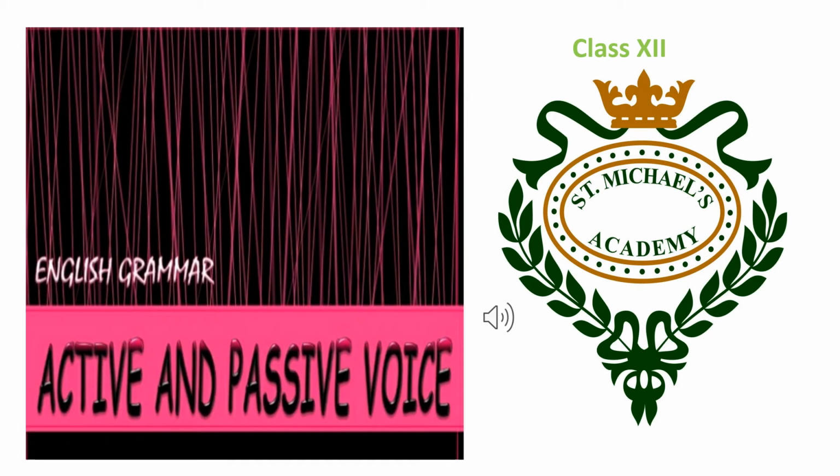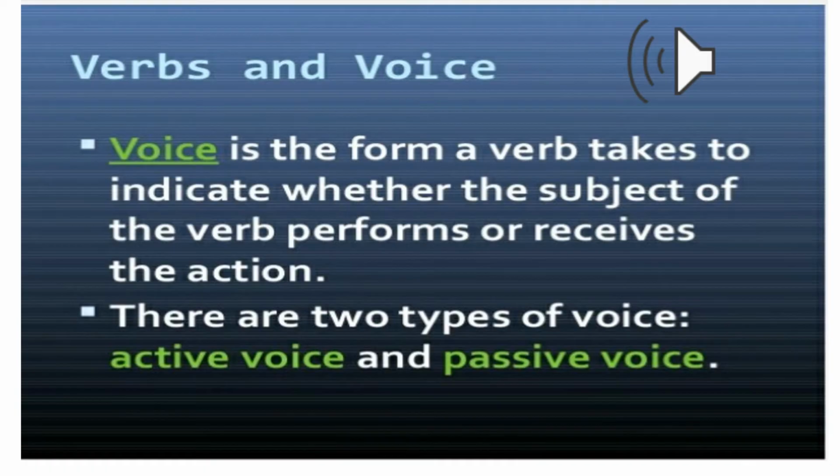Good morning, students. Our lesson for today is active voice and passive voice. In grammar, the voice of a verb describes the relationship between the action that the verb expresses and the participants identified by its argument, that is, the subject or the object. There are two types of voice, active voice and passive voice.